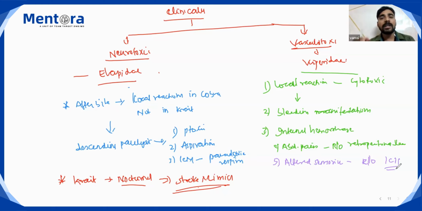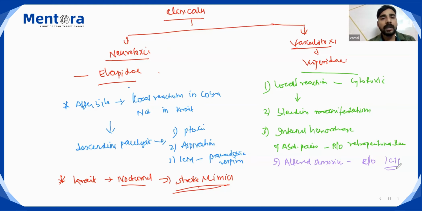If there is a neurotoxic snake bite, there is one small local reaction, then descending paralysis: ptosis, then aspiration, then intercostal muscle weakness, and also diaphragm weakness. Right? But krait, being nocturnal, usually has no local reaction. They only come with the paralysis. Just have a high suspicion.